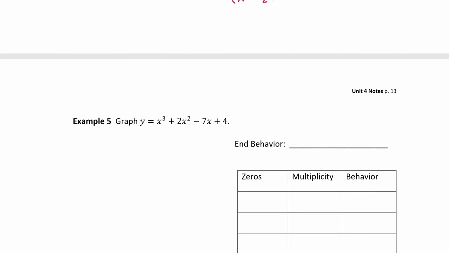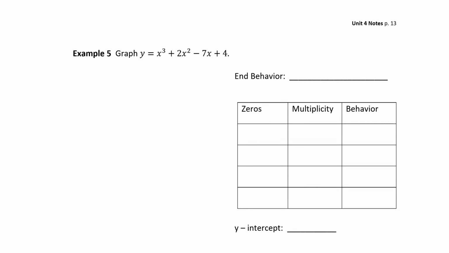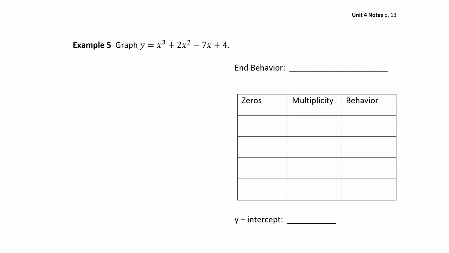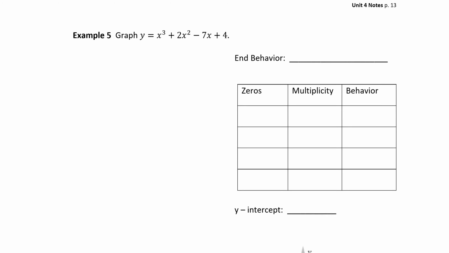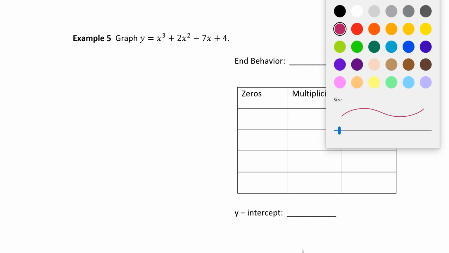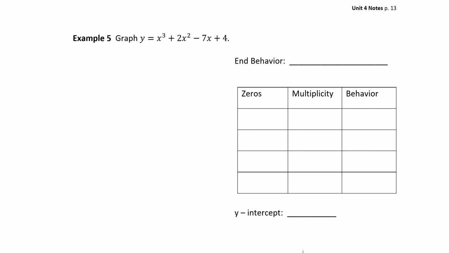Okay, let's finish this section with a big overview and kind of a sneak preview of what's to come. Example 5, we want to graph the given function, going over end behavior, multiplicity, y-intercept, all of those things that we've talked about before. But there's one small twist in this particular problem. We'll talk about it here in a minute.